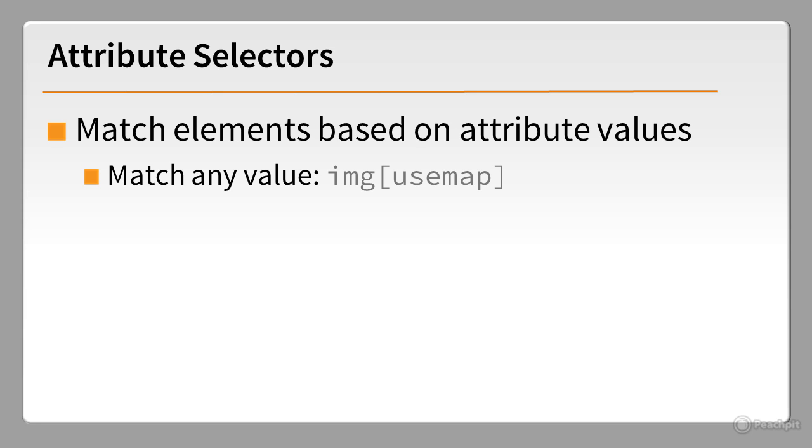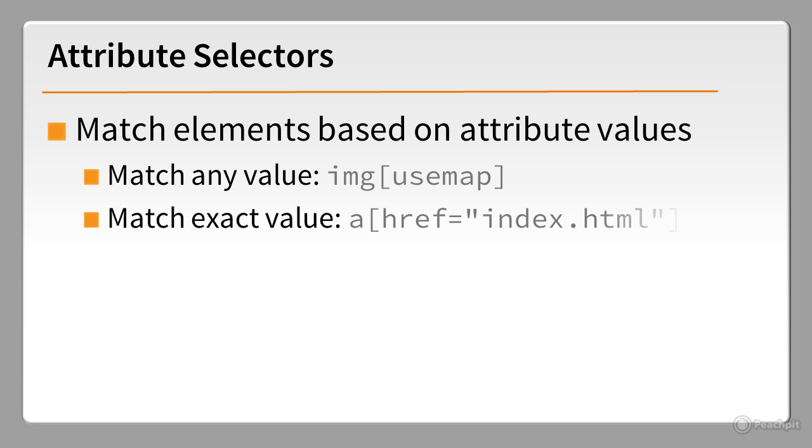When the attribute name is used on its own, it matches any value. So this example matches all image elements that have a useMap attribute. The value of the attribute is unimportant. To match an exact value, add an equals sign followed by the value. This matches a link that has index.html as the value of its href attribute. The match must be exact.